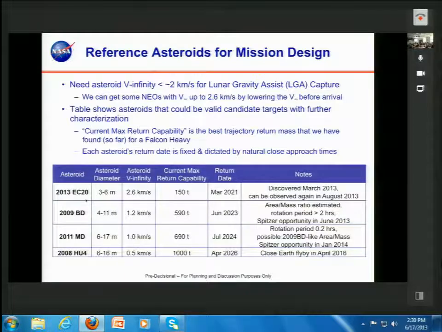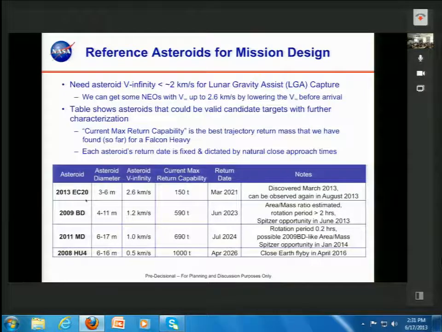2009 BD is another asteroid, and it returns in 2023 naturally. We could return up to 590 tons if everything was perfect in the trajectory. Currently, we think its mass is probably below about 325 tons. I have on the slide a Spitzer opportunity in June 2013, but we're actually going to use one in October.